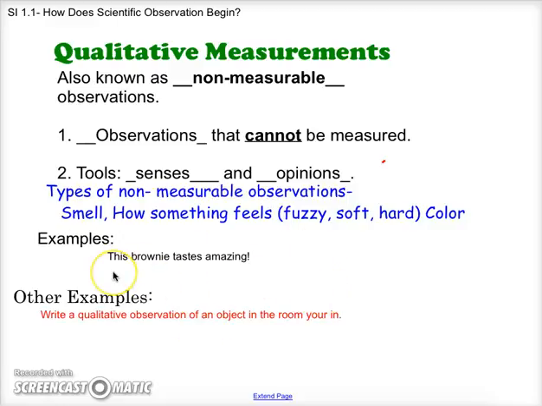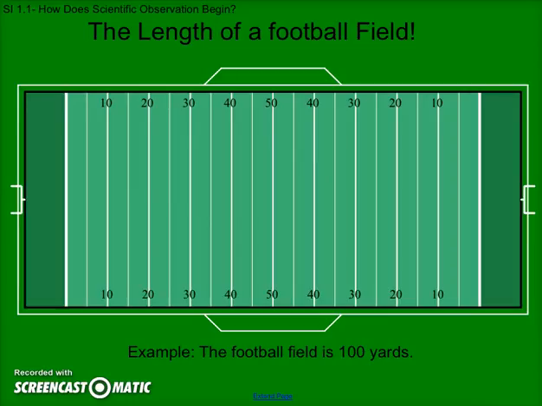So I want you to take a minute under letter B, and write another example of qualitative observation of an object around our room. For extra practice, you can continue watching.